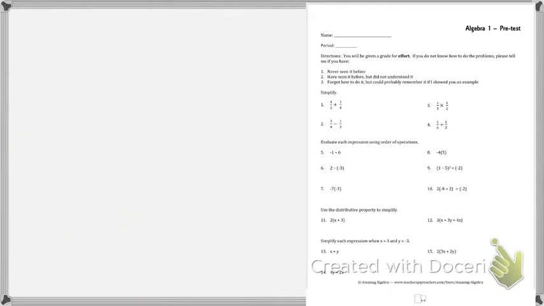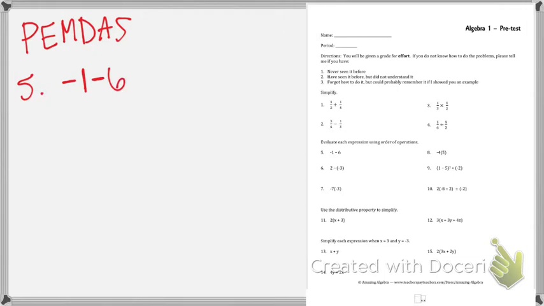All right, next on numbers 5 through 12, we are doing order of operations, which we touched some on yesterday. So go ahead and write, please excuse my dear Aunt Sally. All right, some of these are really easy, some of these can be a little tricky. So number 5, -1 minus 6.